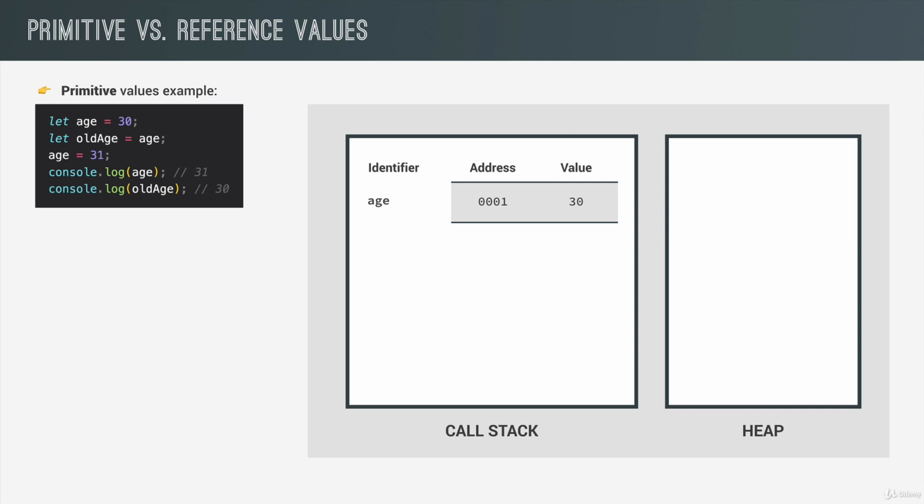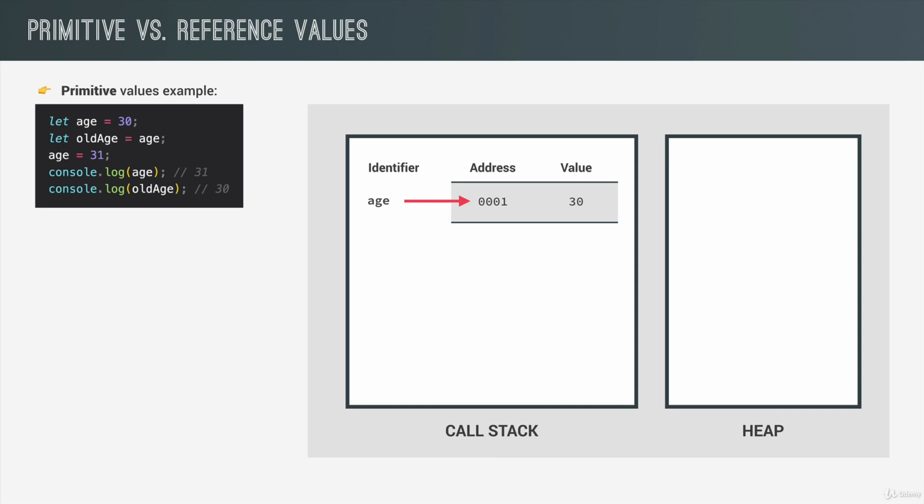So in this case, the value 30 will be stored at memory address 0001. And remember, this all happens in the call stack where primitive values are stored. Now, what's extremely important to understand here is that the identifier actually points to the address and not to the value itself. So we would say that the age variable is equal to 30, but in fact, age is equal to the memory address 0001, which holds the value of 30. All right? And this subtle distinction is very important to keep in mind.